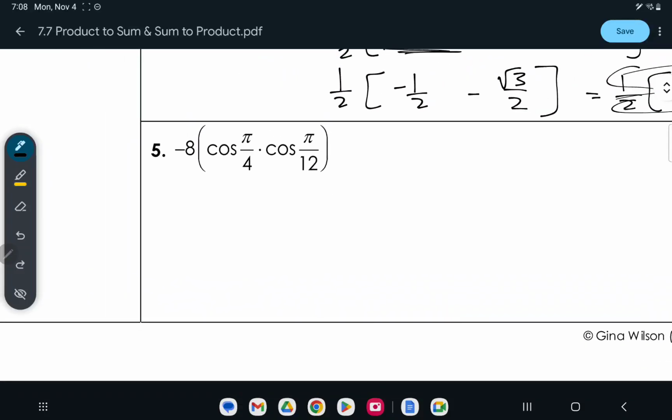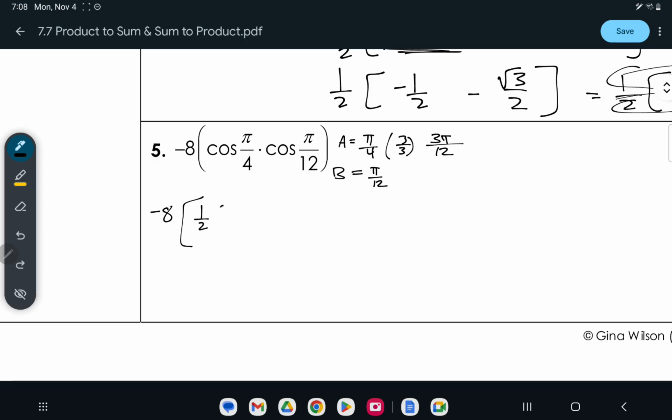All right, negative 8, and then cosine. So let's, A equals pi over 4, B equals pi over 12, and because we might be adding and subtracting these things, I'm going to make this have a denominator of 12. So 3 pi over 12. That way when we add and subtract, it'll work out nice. Negative 8 is a constant. I can have it out at the beginning. Cosine. I'm going to write the formula.